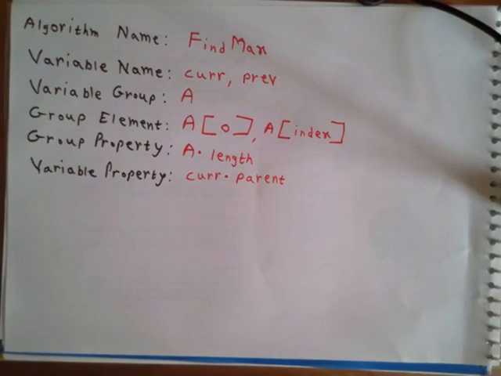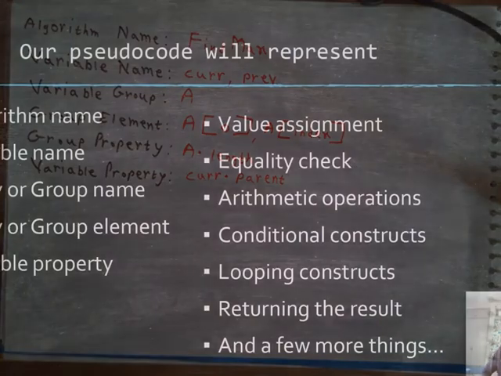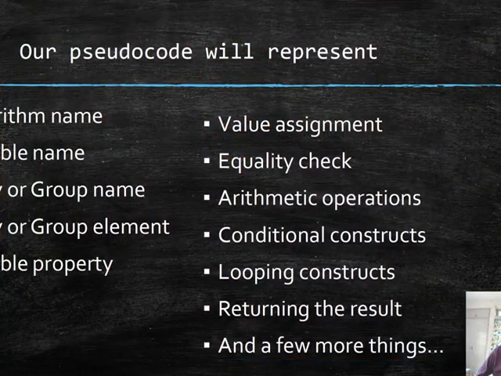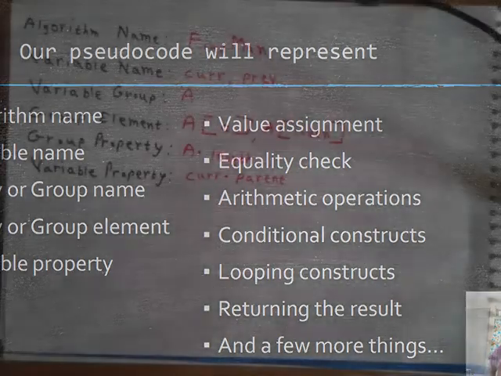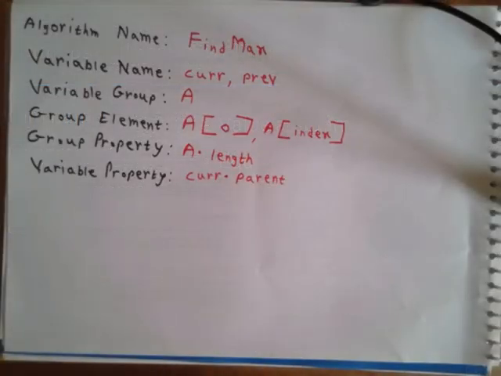Sometimes we will assume that the variables are simple variables and they don't have any special property. In that case, we will simply write the variable name and then access its value. So now we have these basic things together, and let's see what else we have to cover. Now we have to talk about value assignment, the equality check, and the arithmetic operations over these variables. So let's go back and talk about value assignment.